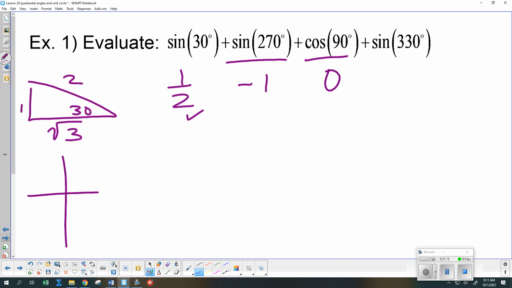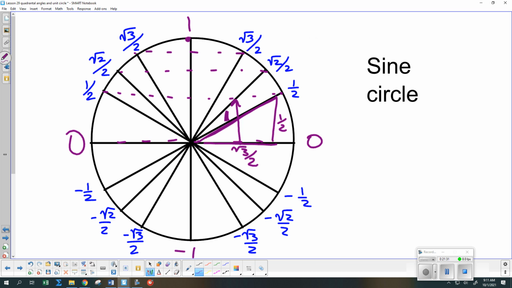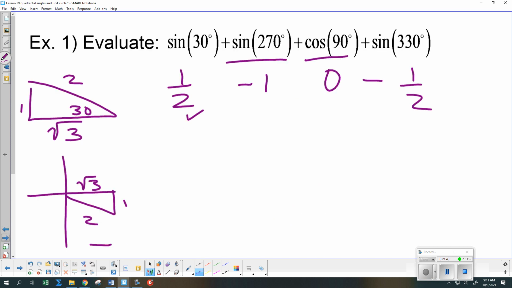Same thing for 330. You can say, oh, I'm in the fourth quadrant. I can draw that. I know sine has to be negative there. I can do the 1, 2, and √3, and I can say that the sine of 330 is therefore -1/2. Or I can think about it on my unit circle, where I let my hypotenuse be 1 instead of 2. The sine is -1/2, and I can write that down so the halves simplify, and my final answer there is -1.